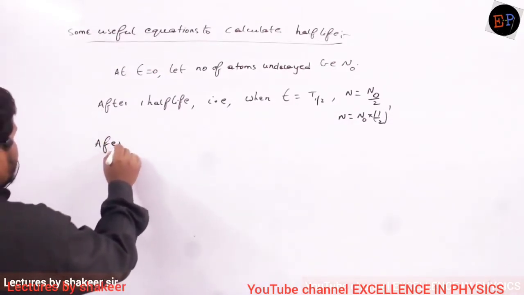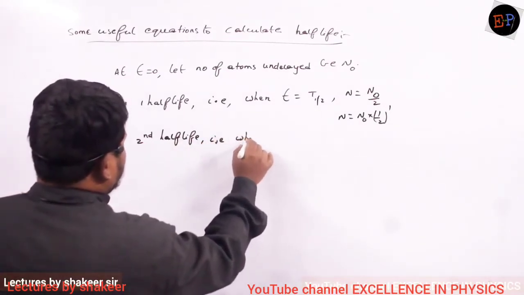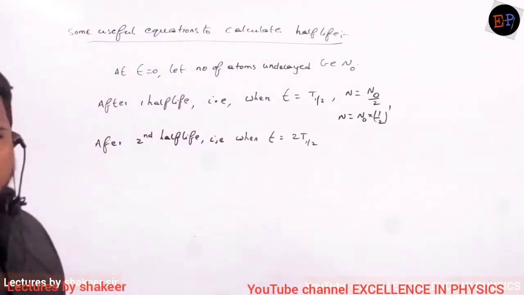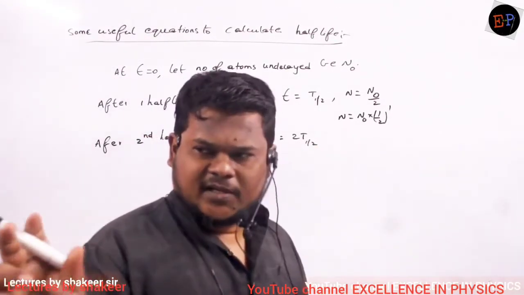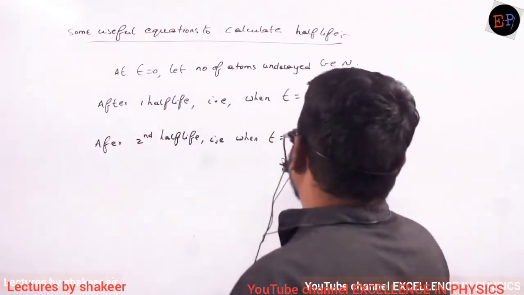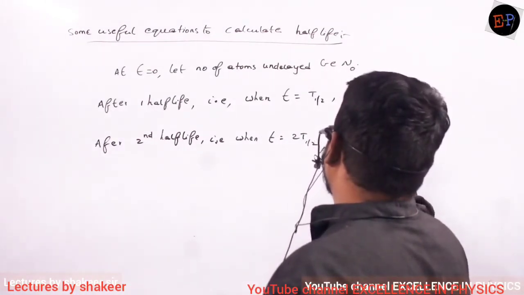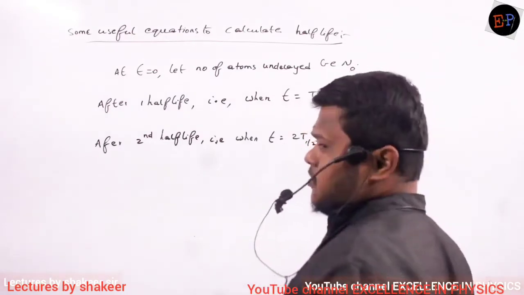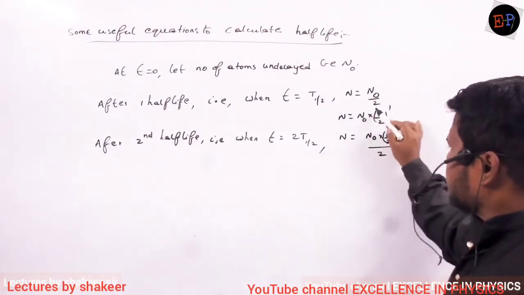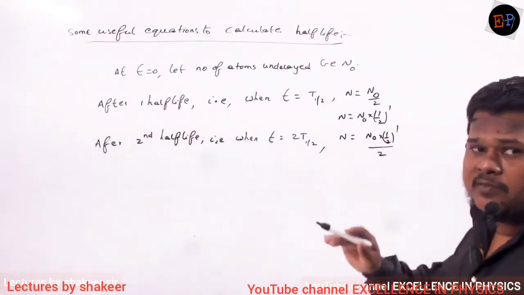Next let us write one more condition. And after the second half-life, that is when t is equal to 2 t half, one half-life is completed, half of the atoms are remaining, and after one more half-life, then what will happen? Now the number of atoms is n0 into 1 by 2 power 1, divided by 2. That's all. This is the total number of atoms which are ready after one half-life, and in the next half-life, again half of the atoms will decay and half will be present.